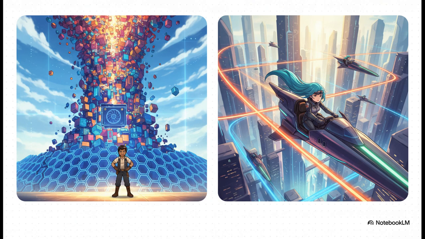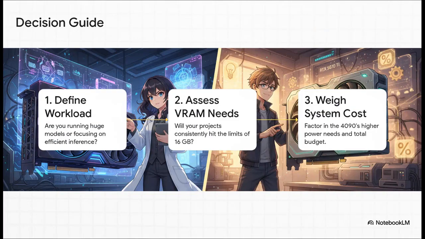If you're betting that AI models are just going to keep getting bigger and bigger, then the 4090's huge VRAM is your safe bet. But if you think the future is all about smarter, more efficient models, then the 5070 Ti's modern architecture is definitely the forward-looking choice. So here's how you decide.